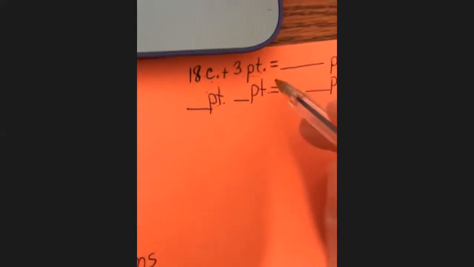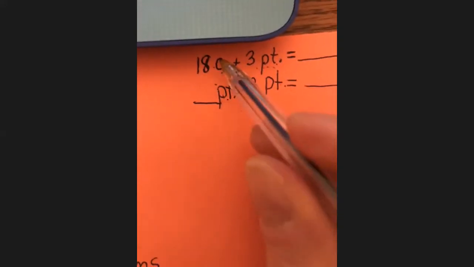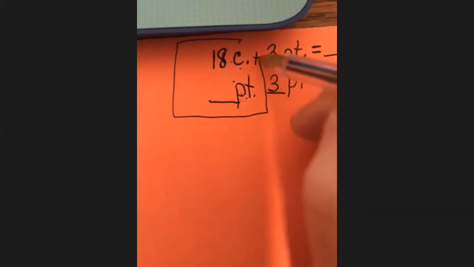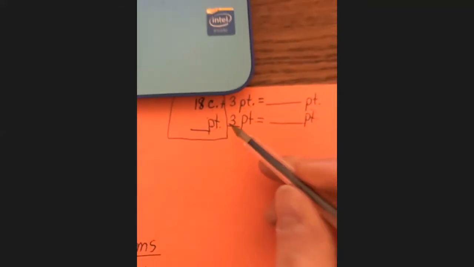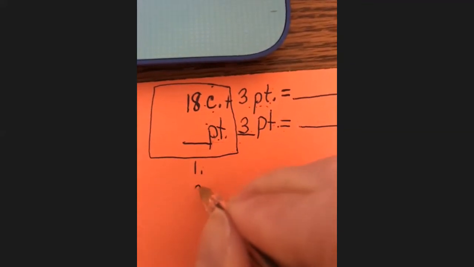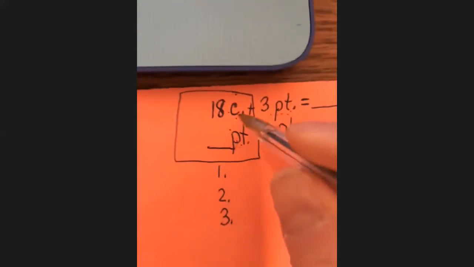That's already in pints, so I'm just going to bring it down. And this is different. This is the one we have to solve. So we put a box around that one because this is the one we have to solve for. And when we solve, we do our step 1, 2, 3, like we've been doing for a couple of weeks, right? So you know how to do it.